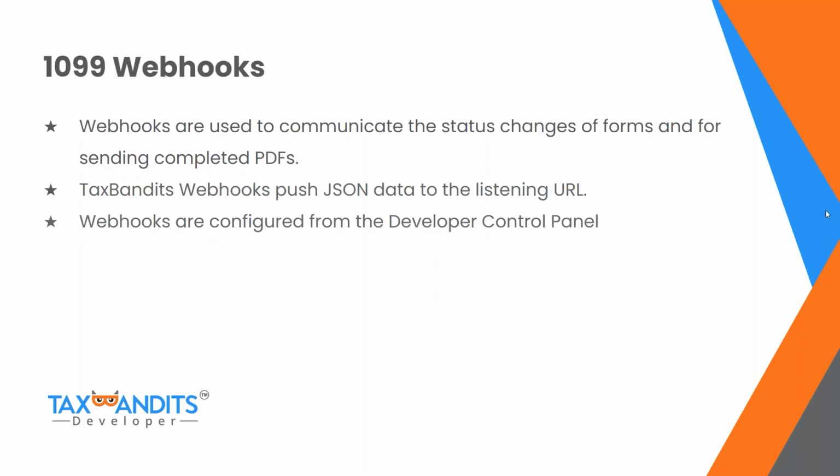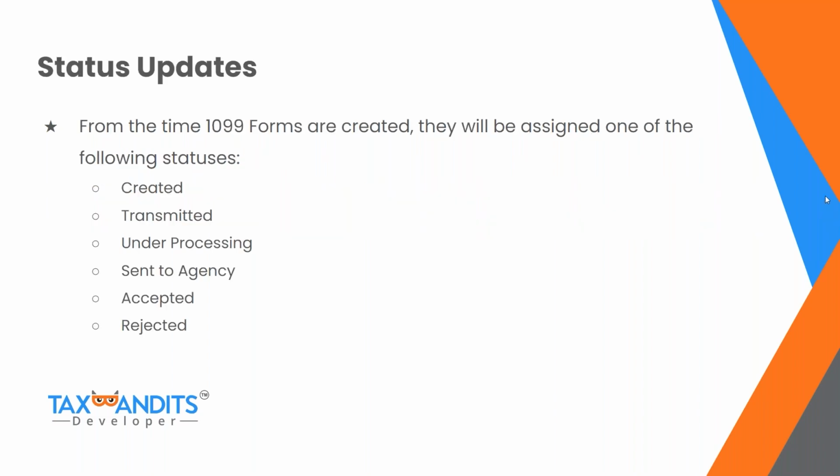You can track your form statuses by taking advantage of our webhooks. These webhooks will be used to communicate status changes as forms are received, approved, etc. by the IRS, SSA, and various state agencies. You can configure your webhooks in the Developer Control Panel and track the statuses easily on your dashboard. The status updates that you can expect to encounter are created, transmitted, under processing, sent to agency, accepted, or rejected.